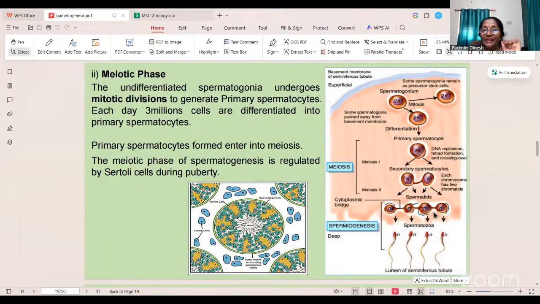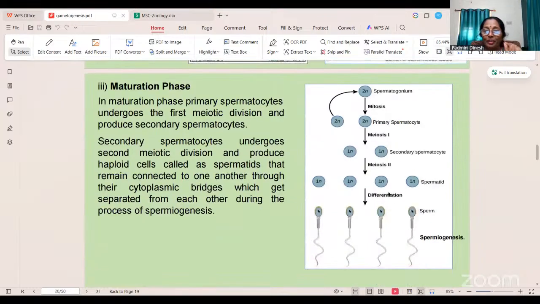Now, these spermatids are still immature, and with the help of Sertoli cells, nutrition is given to them, and this will become a functional mature sperm. So this is the meiotic phase, and this is the maturation phase. How does the maturation phase work? The spermatids that have been produced have to mature to become a sperm. That is called spermiogenesis. That is the maturation phase.